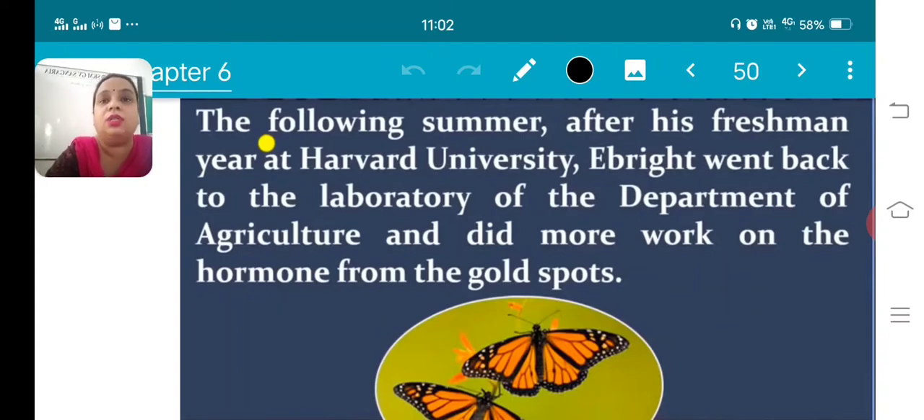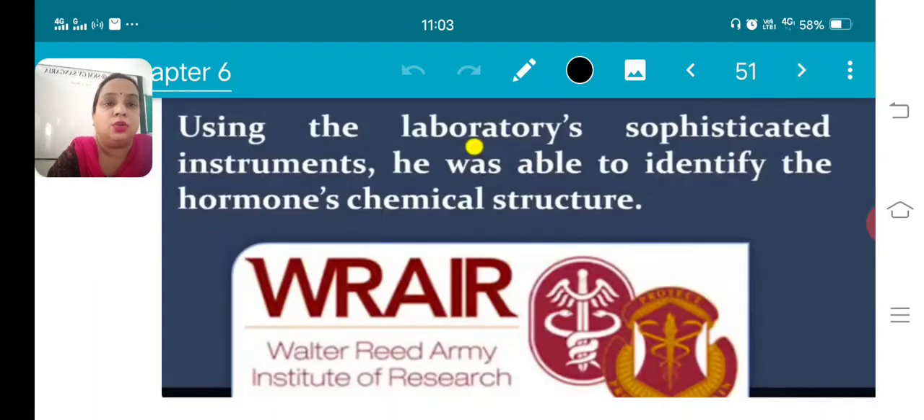Then he worked some more on the hormones released from the gold spots during the following summers at the laboratory of the Agriculture Department, and he identified the chemical structure of the hormone there. Using the laboratory's sophisticated instruments, he was able to identify the hormone's chemical structure. So he used his time in the discoveries at Harvard University, and he identified the chemical structure of the hormone using the special sophisticated equipment of that particular lab.